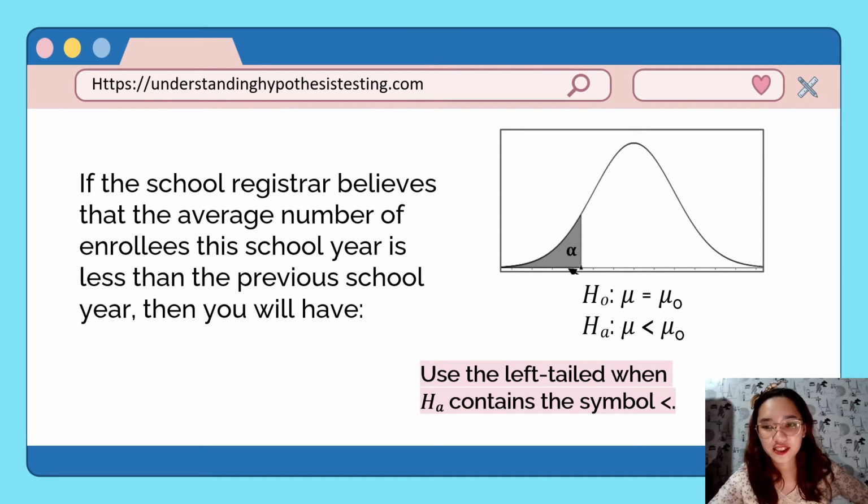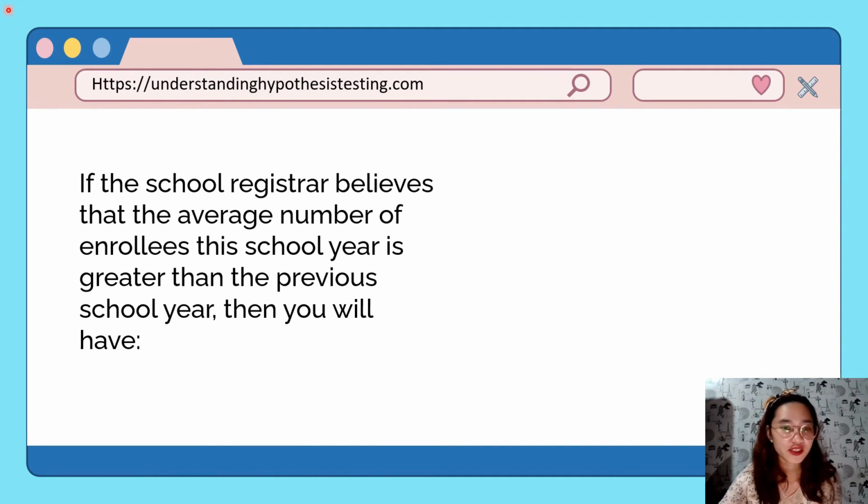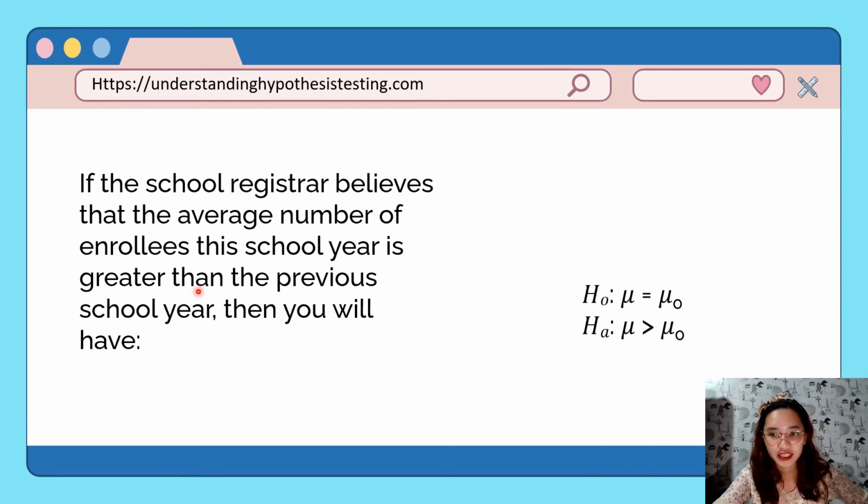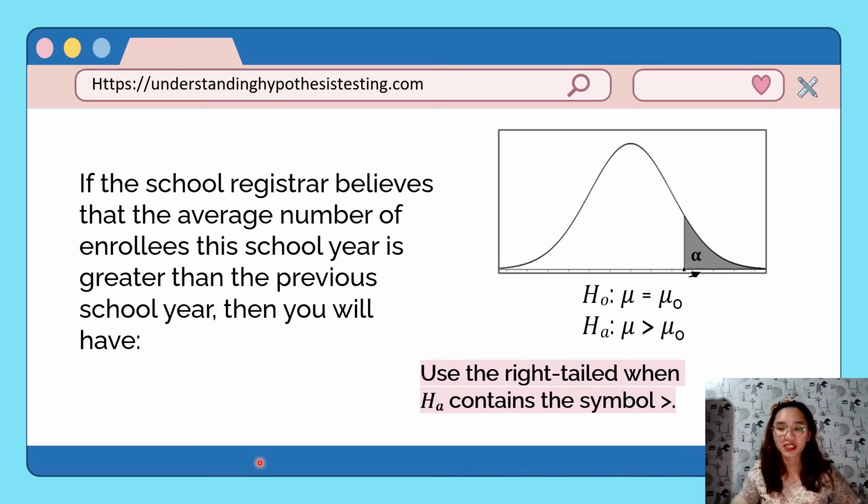Okay? Next. If the school registrar believes that the average number of enrollees this school year is greater than the previous school year, then you will have, ayan, so greater than naman daw po siya. So, again, yung ating null hypothesis ay equal po siya. And yung alternative naman natin is greater than. At kapag greater than daw po yung alternative hypothesis natin, nagamit po tayo ng one-tailed test.